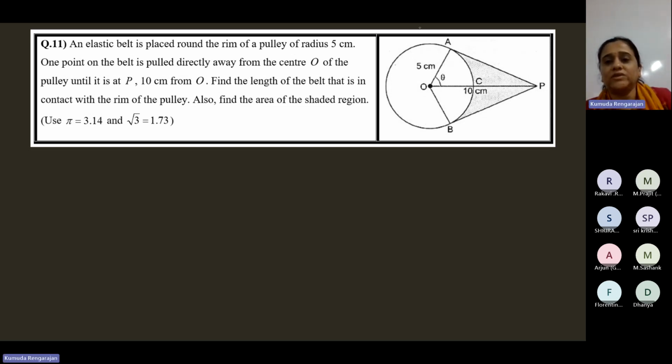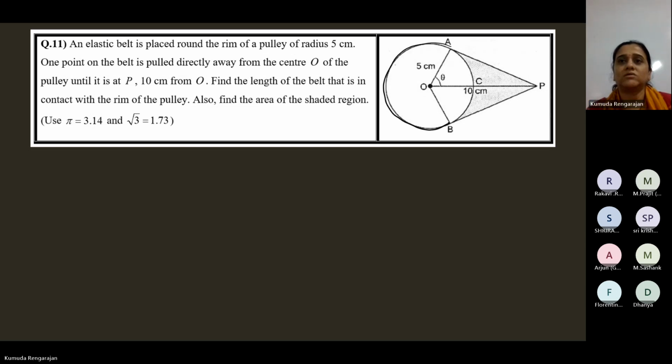To find the length of the belt that is in contact with the rim of the pulley, it is nothing but the length of the major arc. Just the length of the major arc, nothing else. You should not add the radius and all that here. Just the major arc will give you the length of the belt in contact with the rim of the pulley. And the formula is theta by 360, or 360 minus theta by 360, into 2 pi r. Correct? That angle by 360 into 2 pi r.